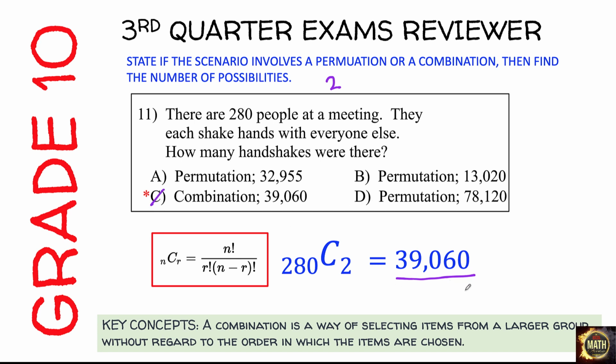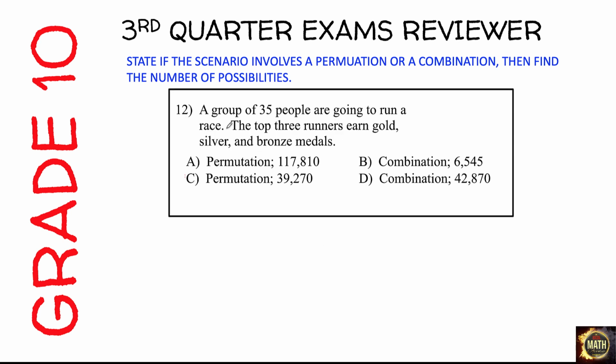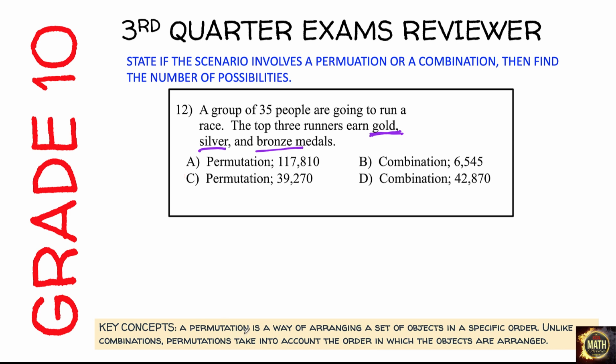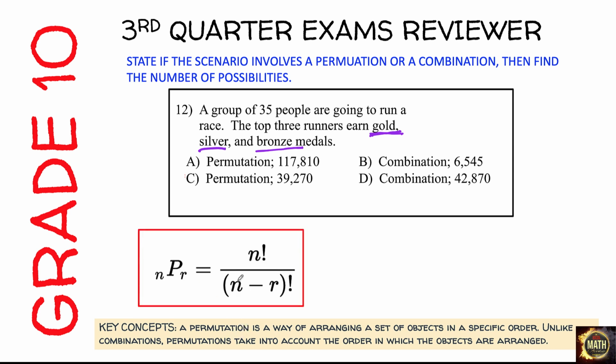At this point, I leave it up to you to perform the computation. And number 12, a group of 35 people are going to run a race. The top 3 runners earn gold, silver, and bronze medals. So here, first place gets gold, second is silver, third is bronze. So it's clear that the order is important, and so this is a case of a permutation. So let's get our permutation formula, where N is 35 and R is 3. And from here, it's just a matter of substituting the values for N and R into the formula and doing the arithmetic computation. The result is 39,270, and that is letter C.